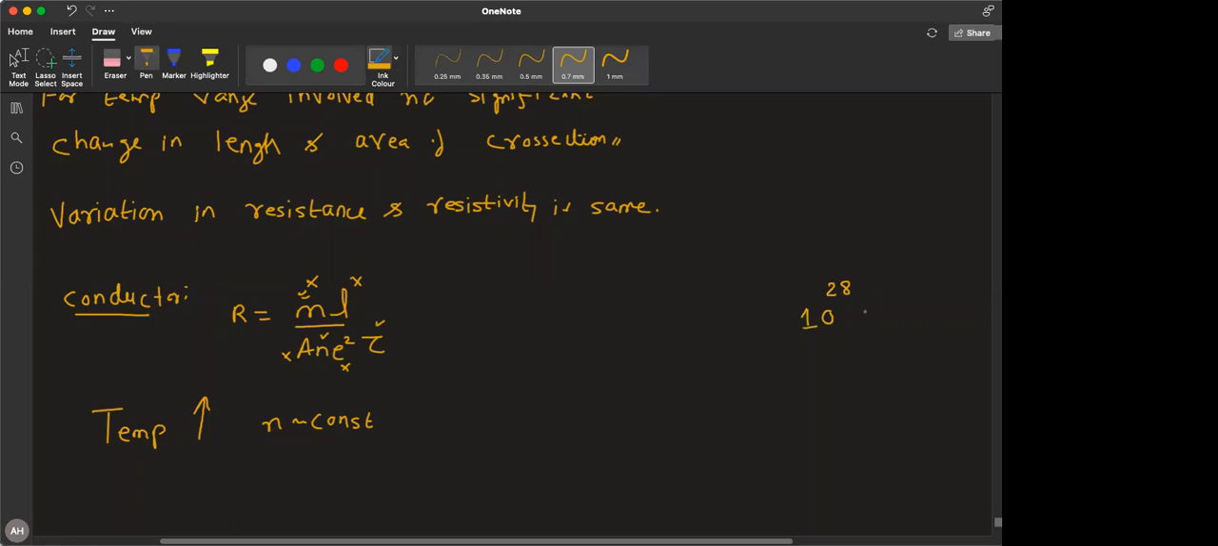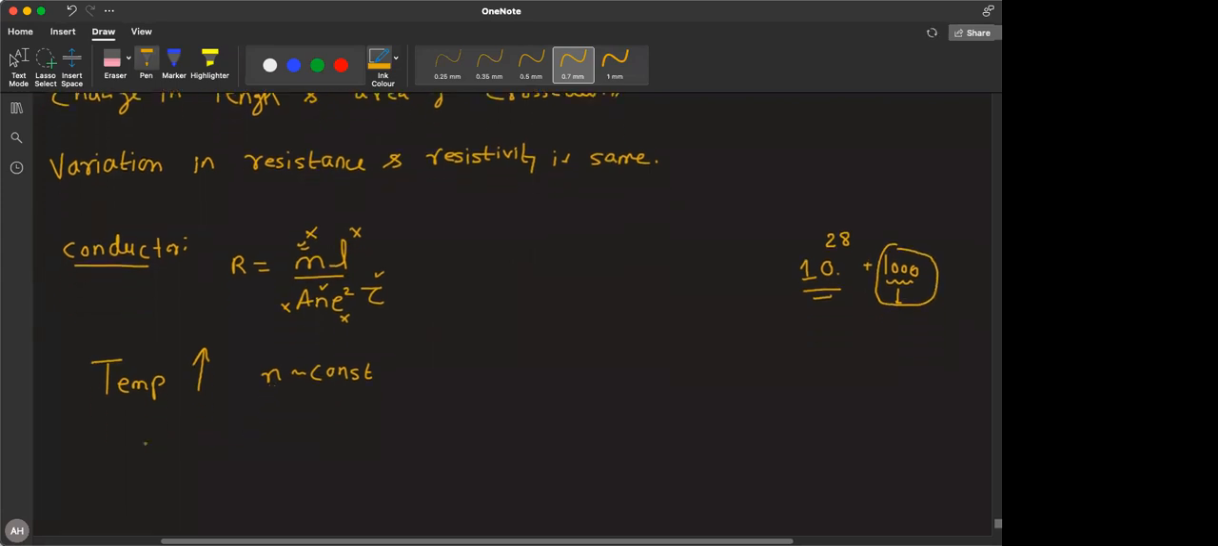Due to increasing temperature, some bonds break. Due to breaking of bonds, some electrons get released. Let's say 1000 electrons are released due to bond breaking. Now, as compared to the initial number of electrons, this change is insignificant. That's why we say that the number of electrons will remain constant on increasing temperature in a conductor.